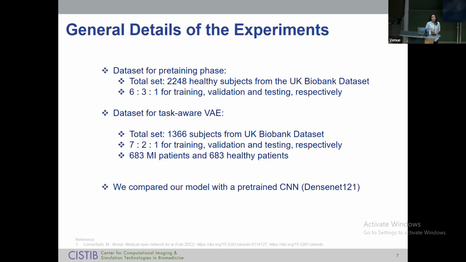For training and validating our model, we use OCT images from the UK Biobank. We use 2,248 healthy subjects for the first stage, the pre-training of the variational autoencoder, and these were excluded from the next stage, the fine-tuning of the task-aware variational autoencoder. In the second stage, we have the same number of myocardial infarction patients and healthy subjects, so we have a balanced data set. We compare our model with a pre-trained CNN, specifically DenseNet 101.